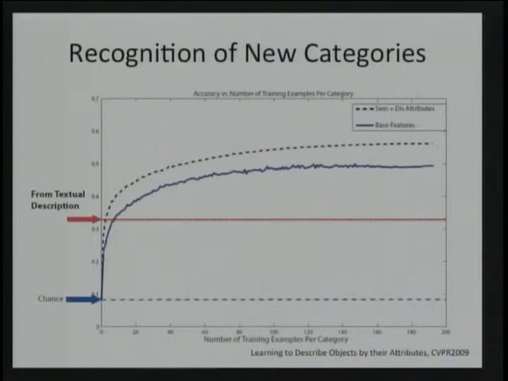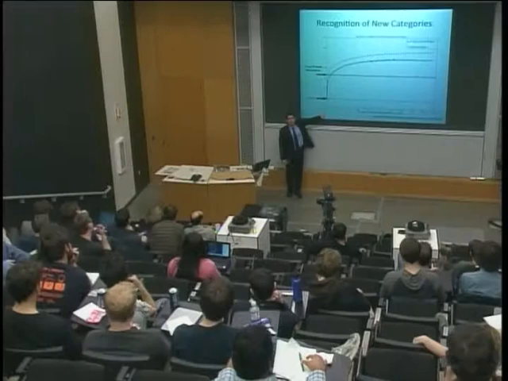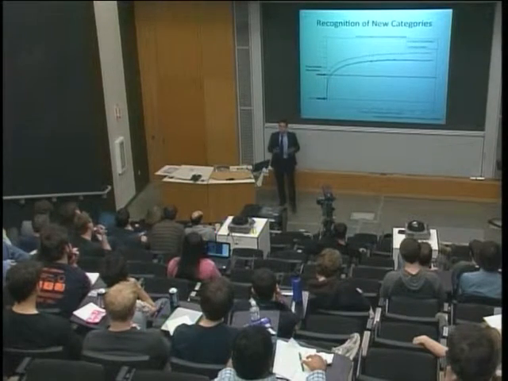So what I'm showing right now is the accuracy of training new categories versus the number of training examples per category. The dotted black line is the performance of the attribute-based framework. The solid blue line is the state-of-the-art recognition performance. One observation is that attribute-based representation can learn new categories much faster than standard recognition paradigms. But the interesting point is at 0, where I have no visual training examples for those categories.